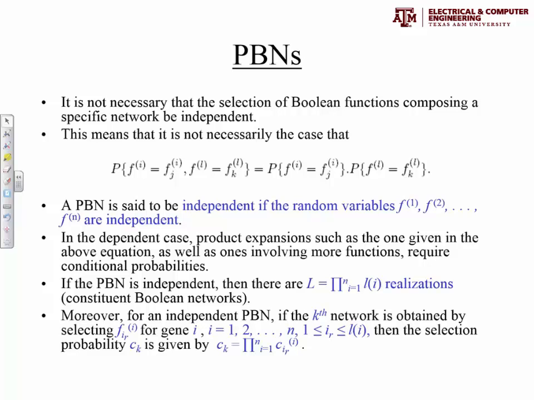So if the PBN is independent, then there are L, capital L, which is the product of the number of predictors. For the ith gene, you have Li predictors. For all the genes together, you'll have this many realizations or constituent Boolean networks. Moreover, for an independent PBN, if the kth network is obtained by selecting the ith predictor for each gene, then the selection probability is given by the product of these individual selection probabilities.